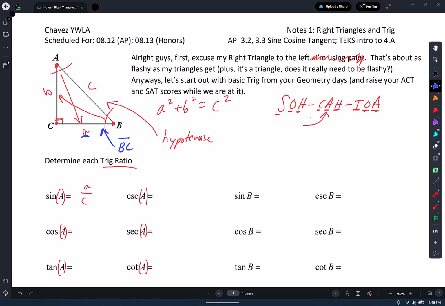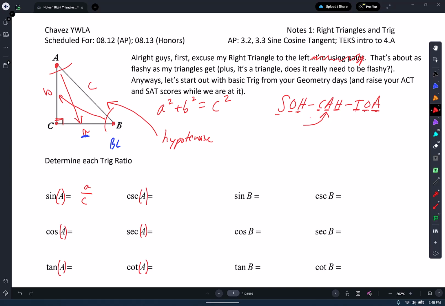So hopefully we're helping your SAT, ACT, TSI scores right now. Do you feel your scores getting larger? Okay, I hope so. All right, there we go, guys. I guess I can leave it BC. All right, here we go.